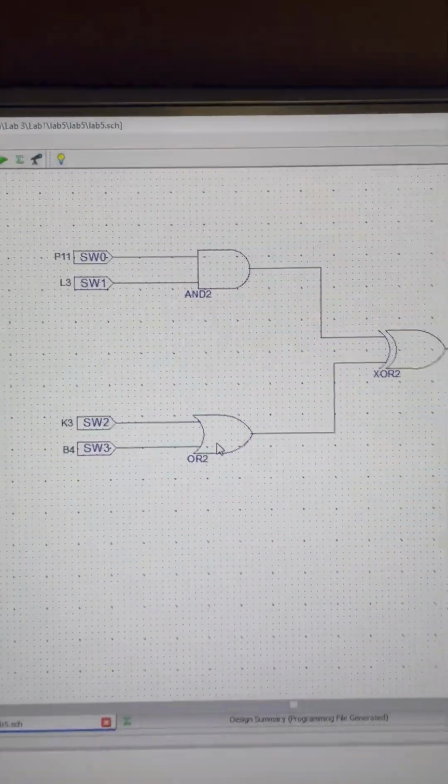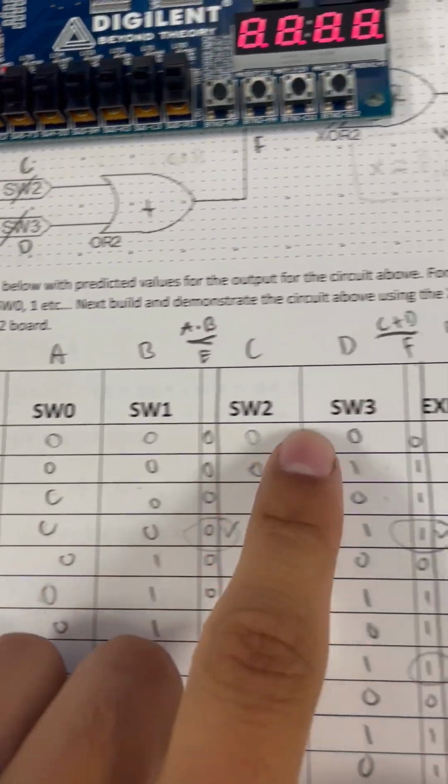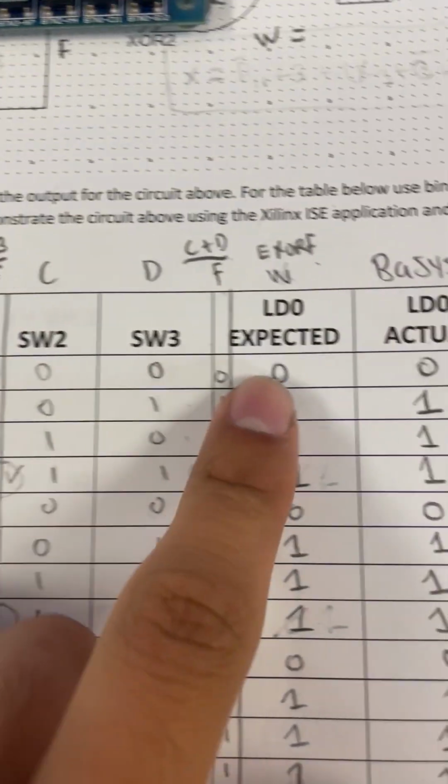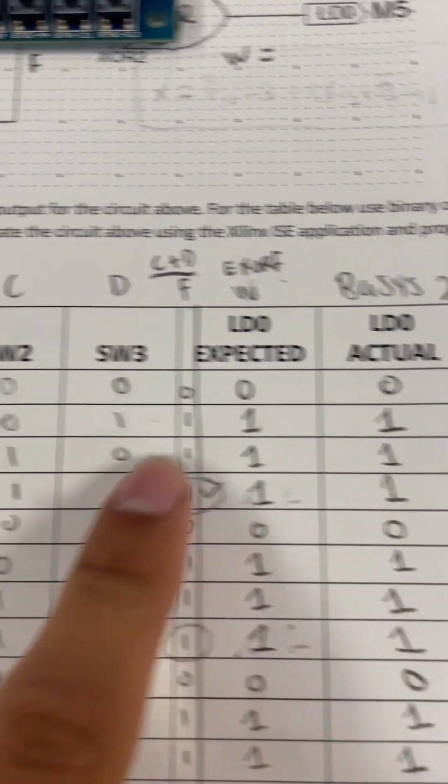So here's Lab 5 of Digital Fundamentals. Here's the schematic of it right here, and then here's the table and the bias board. So when all of these are 0, the light should be off. And as we expected, yep, it checks out.